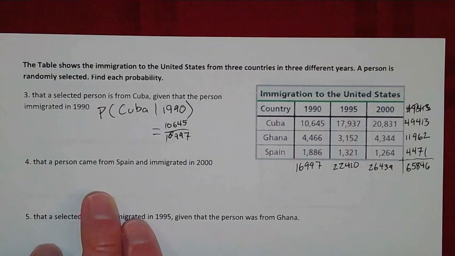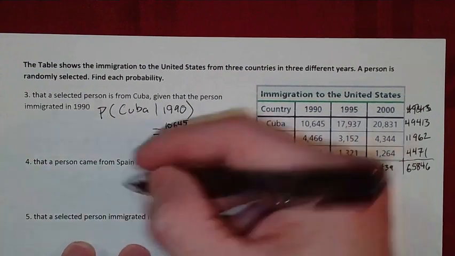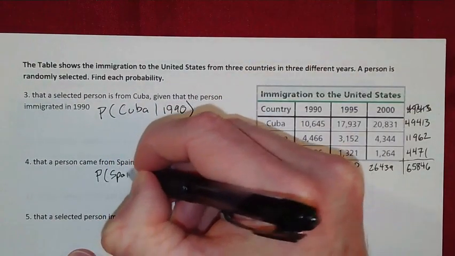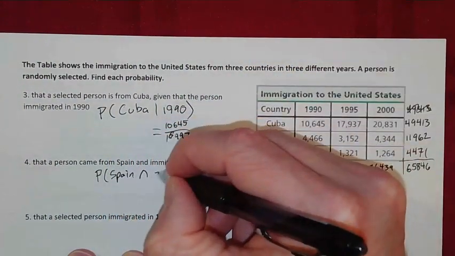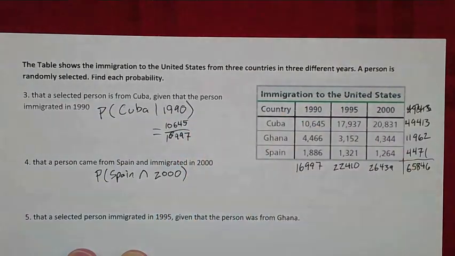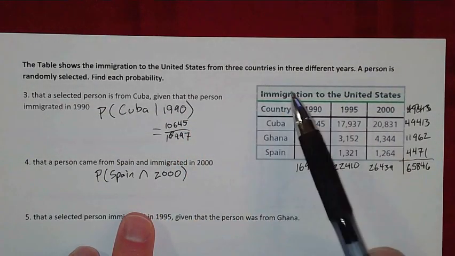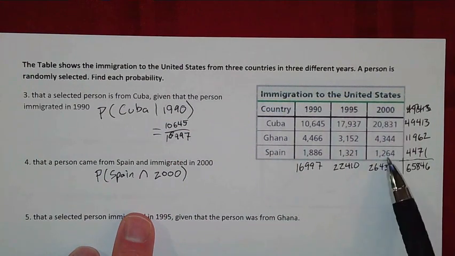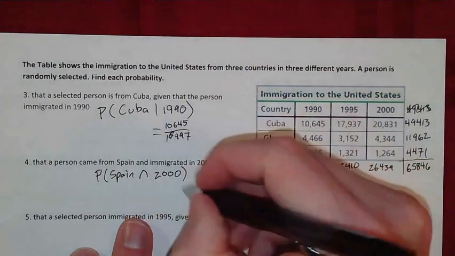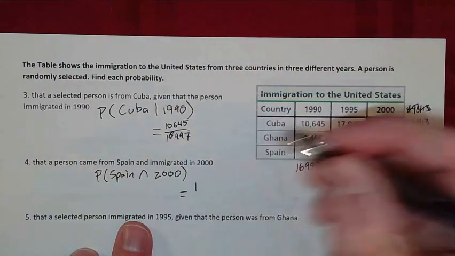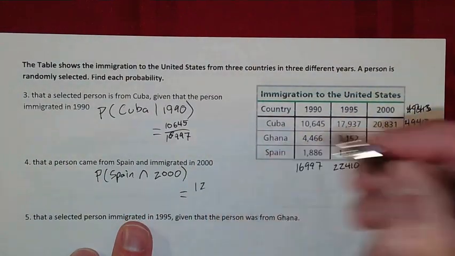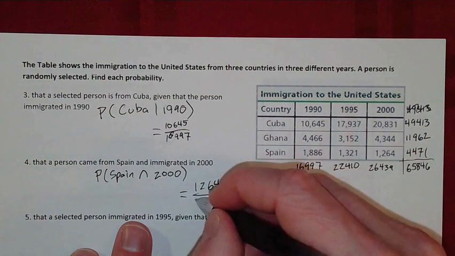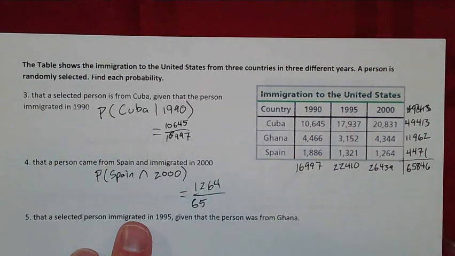Probability that a person came from Spain and immigrated in 2000. This is a little bit different. This is probability of Spain and immigrated in 2000. So here again, we're looking at just the intersection of those two. So Spain and 2000, we're looking at 1,264 out of the total. I'm not just considering one category or the other. I'm considering them both at the same time. 1,264 out of the total 65,846.